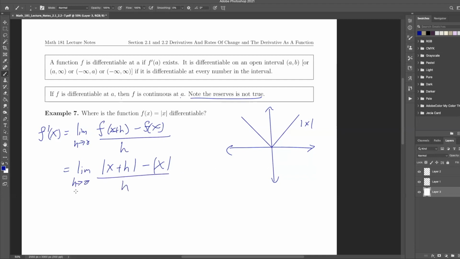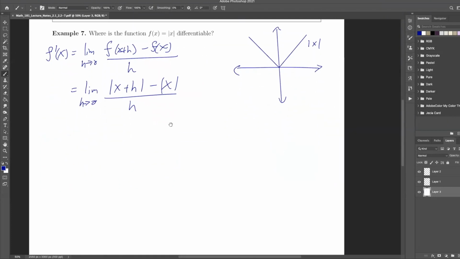And now we're going to take our limit as h goes to 0. Let's look at if x is greater than 0, because here we haven't really defined this. If x is strictly greater than 0, then this will simplify to the limit as x plus h.